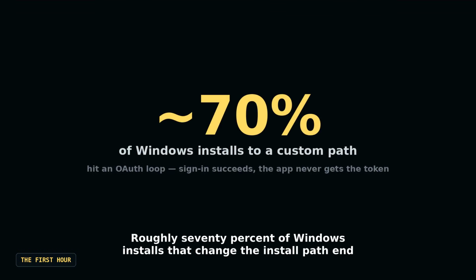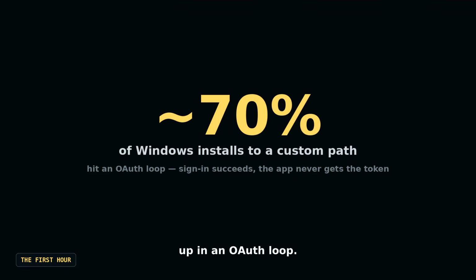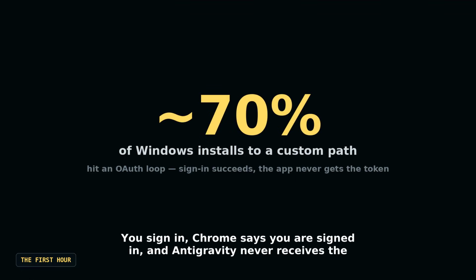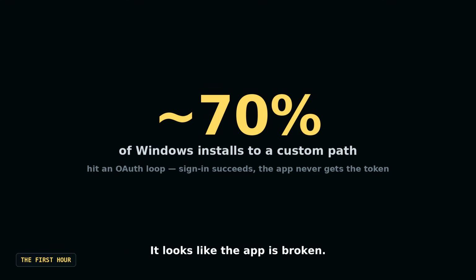70% of people who fail the Antigravity install think the app is broken. It isn't. They change the install. Roughly 70% of Windows installs that change the install path end up in an OAuth loop. You sign in, Chrome says you are signed in, and Antigravity never receives the token. It looks like the app is broken.